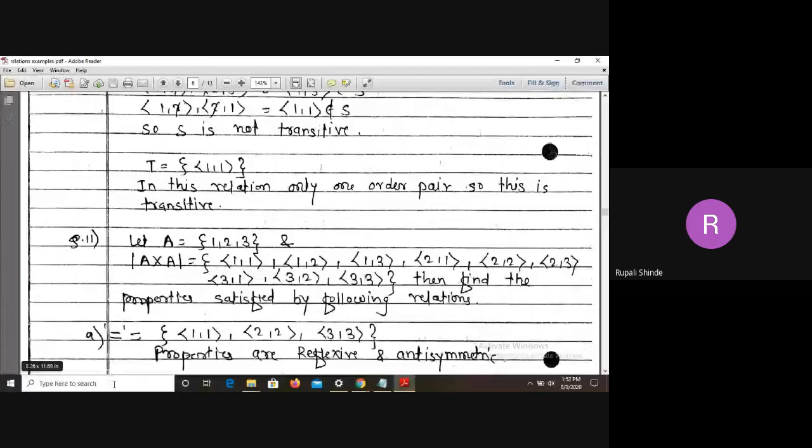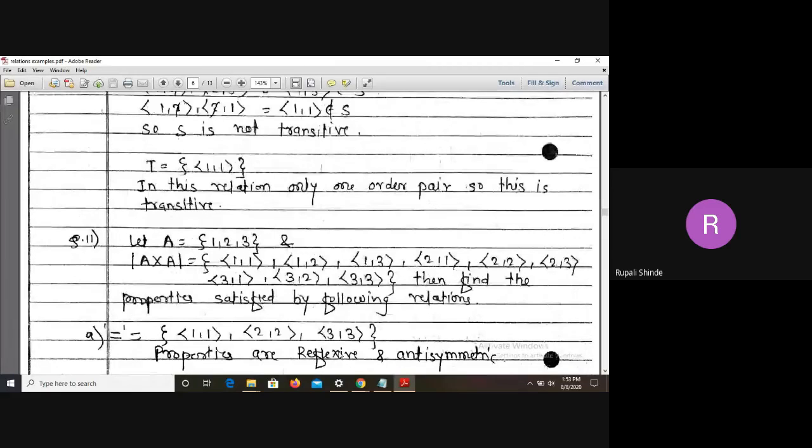Again, any other property? Here we can say that this is antisymmetric. What is the meaning of antisymmetry? If x is in relation R with y and y with x, then x is equal to y. That condition is satisfied here because 1 is equal to 1, 2 is equal to 2, and 3 is equal to 3. That's why this given relation is reflexive and antisymmetric.